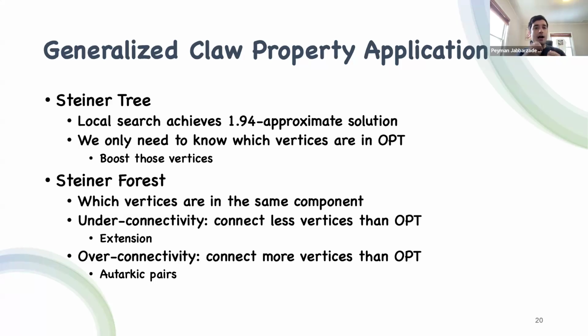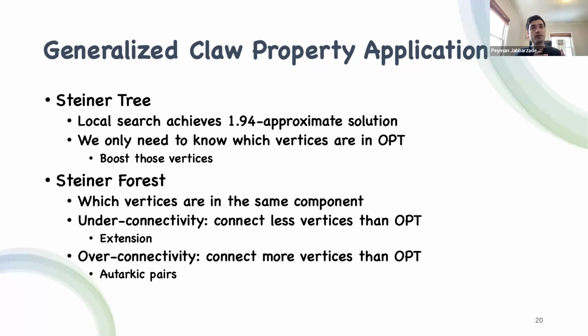And if the components we get are similar to the optimal solution, we can say that each component separately is like a Steiner tree instance. So we can somehow analyze the solution we get, and it should be better than two-approximate. But the problem is that our components can be different from the optimal solution.